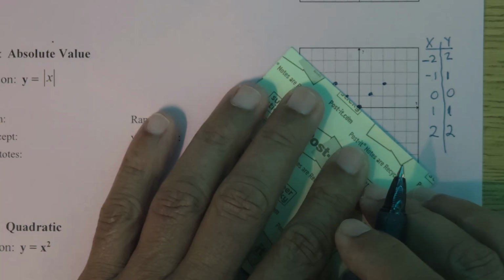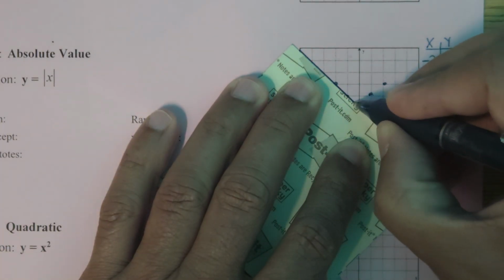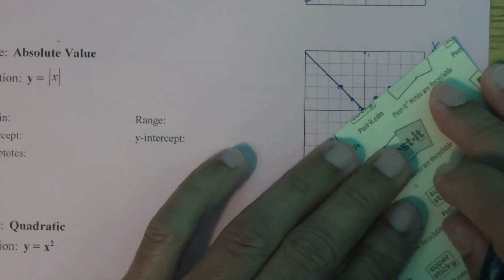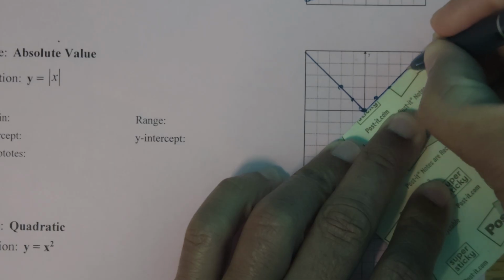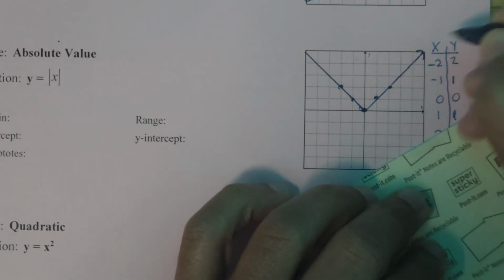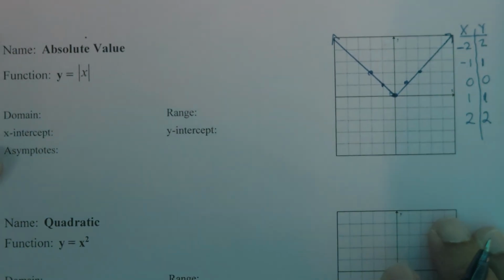Then I'm going to connect the points, and this will give me the left side of the absolute value parent function, and then I'm going to connect those 3 points on the right, and that will give me the right side of the absolute value parent function. Okay, so there we have the graph.